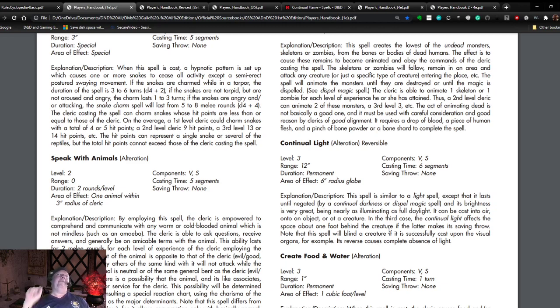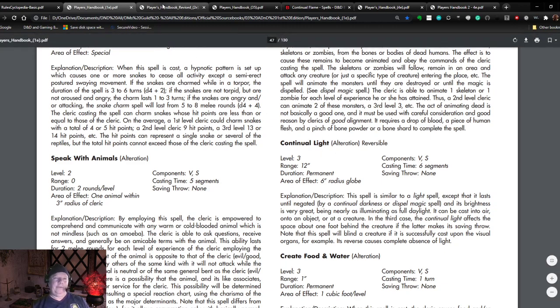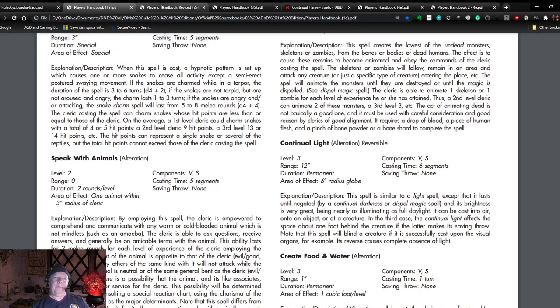If you try to cast it on a creature and they make their saving throw, instead of being on their eyes, it's like 1 foot behind their head. That's where the spell goes off, and it's just that point in the air. Well, now that point has continual light on it. And it will blind a creature if successfully cast on the visual organs. And its reverse causes complete absence of light. So, yeah. Light or darkness, continual light, continual darkness.